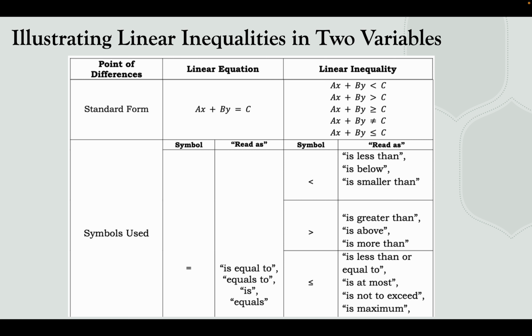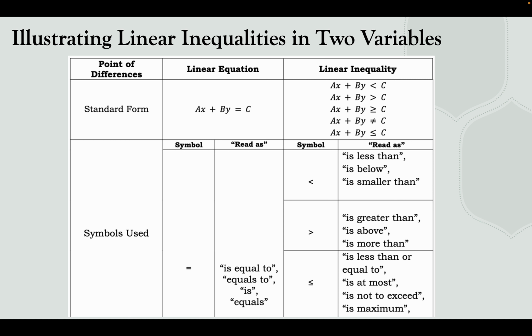While in the linear inequality, there are several possible standard forms. We have ax plus by less than c, ax plus by greater than c, ax plus by less than or equal to c, ax plus by not equal to c, and ax plus by greater than or equal to c. Sorry, less than or equal to c.